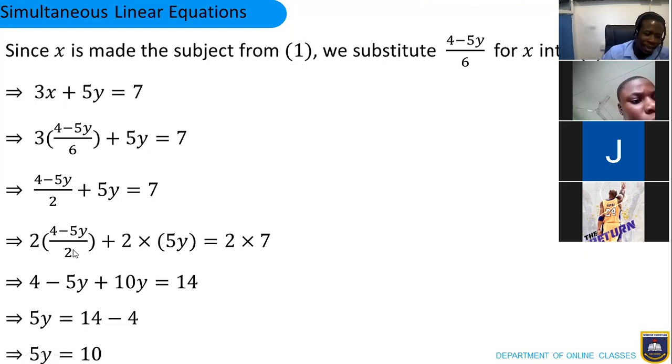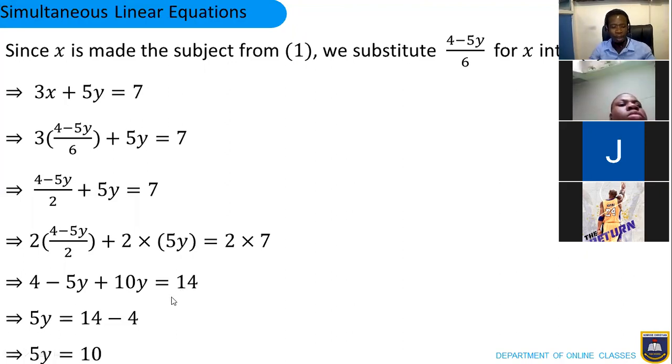So the 2 will divide the 2 here, leaving 4 minus 5y plus 2 times 5y is 10y is equal to 14. That is the 2 times 7. So from there, we have 4 minus 5y plus 10y is equal to 14. And there's a need we group like terms here. All the variables will go to one side and all numbers will go to one side.